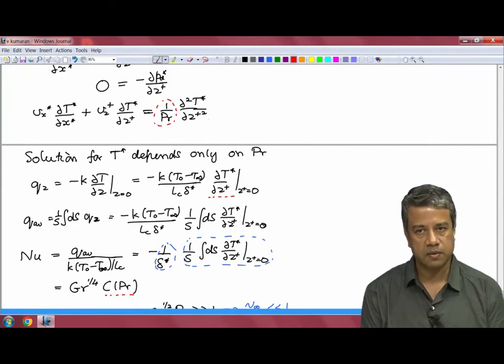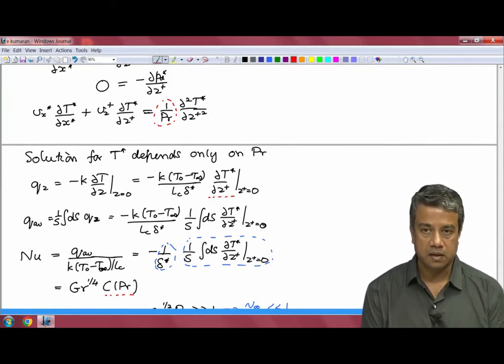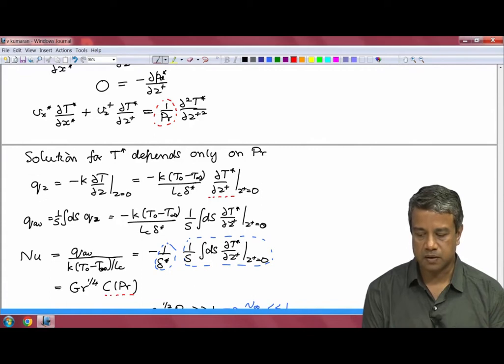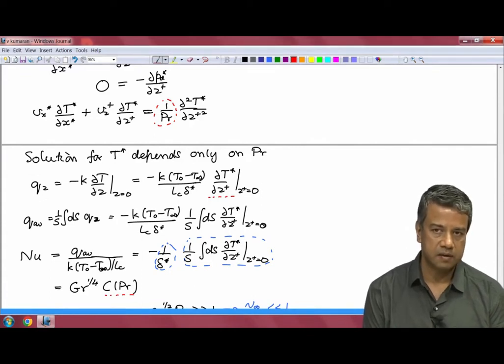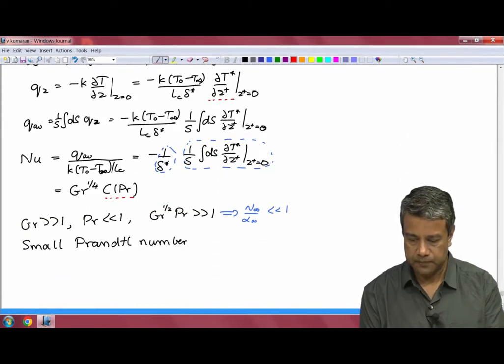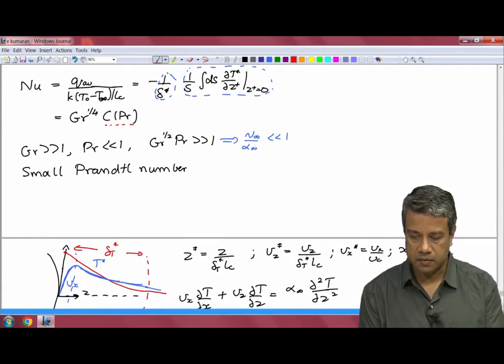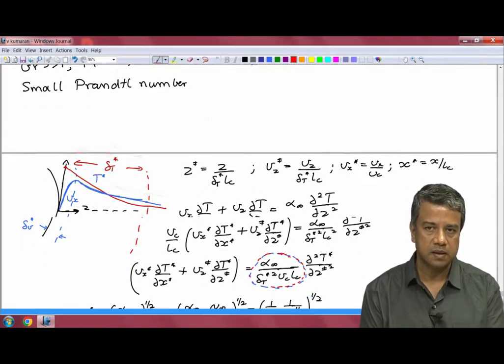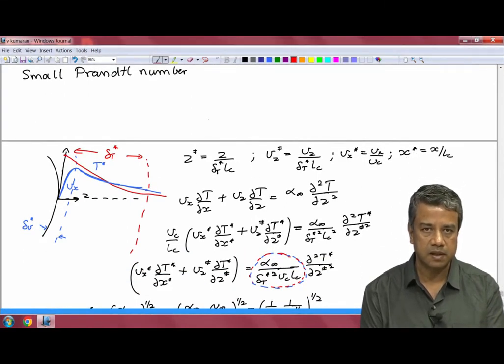So it is equal to some constant, which could depend on the Prandtl number, times Grashof number to the 1/4 power, for natural convection. Then we had considered different limits. One is where the Prandtl number is small, and the second limit, which we have not yet considered, is where the Prandtl number is large.